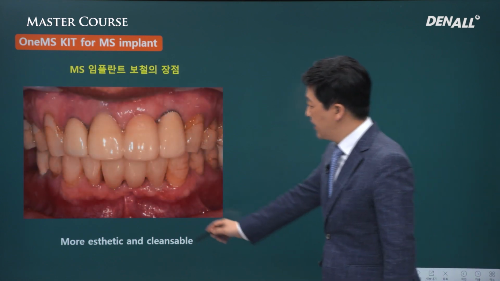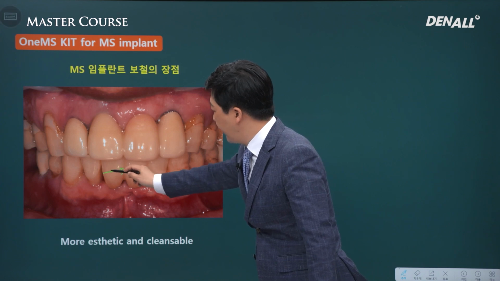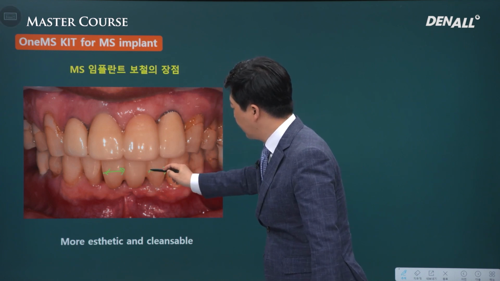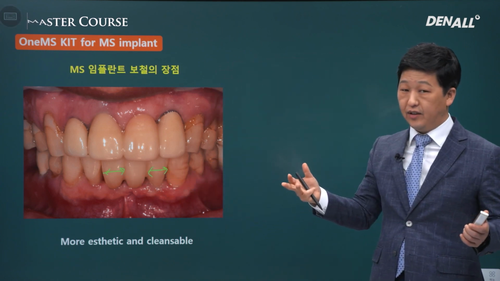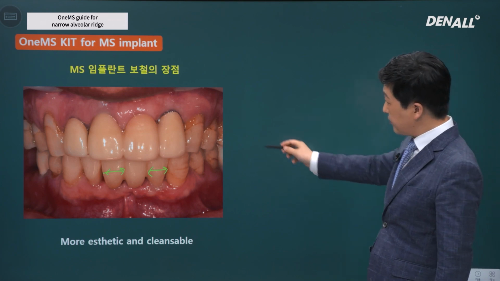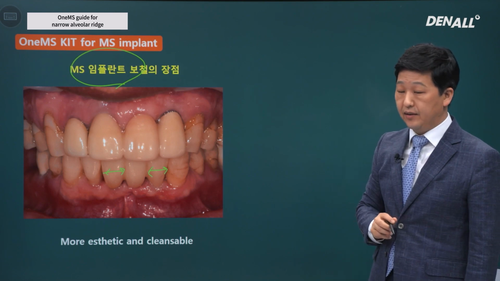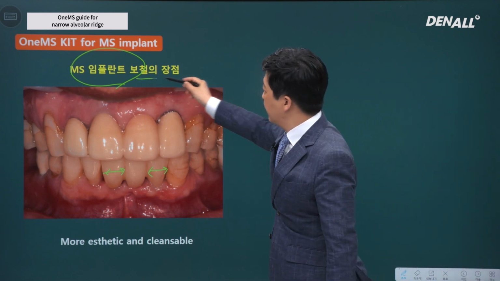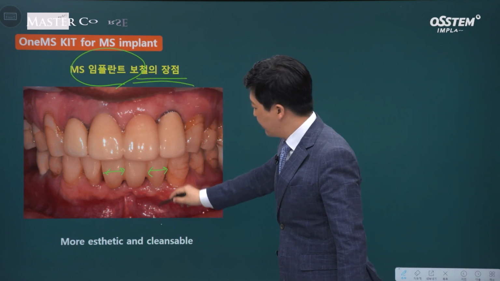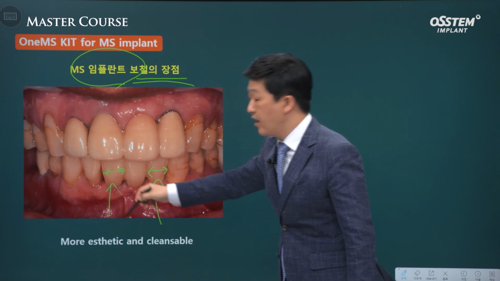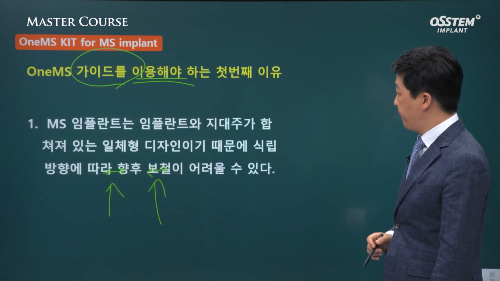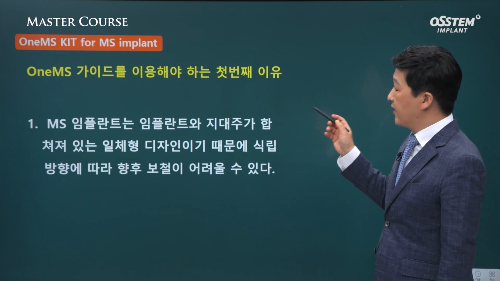As you can see, MS implant can replicate the lower anterior teeth's innate diameter. I think this is almost the only option. One body implant. I recommend using this one body MS implant in lower anterior area.